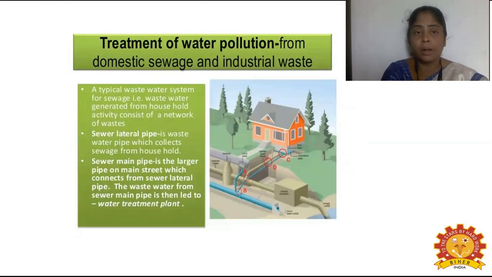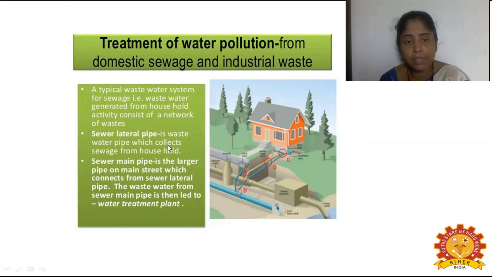So how can this treatment of water pollution be done? This can be done with the help of various networks of waste pipes. The sewer lateral pipe is the wastewater pipe which connects the sewage from the household, that is the domestic wastewater. Then the sewer main pipe is the larger pipe on a main street. From each and every house, whatever the outlet of domestic waste, it has to be connected to a large pipeline called the sewer main pipe.